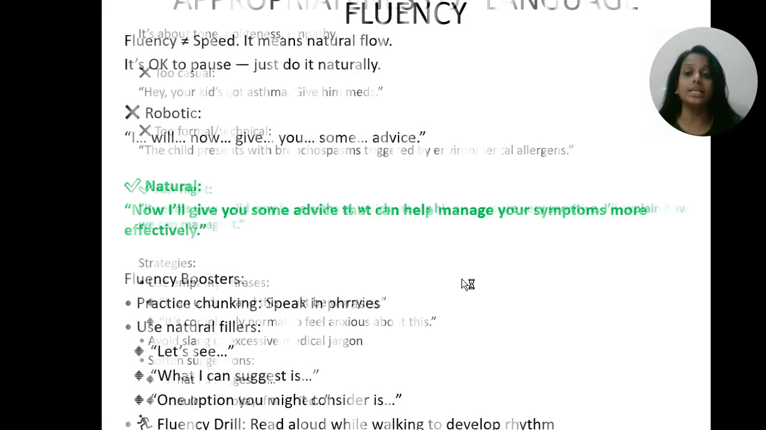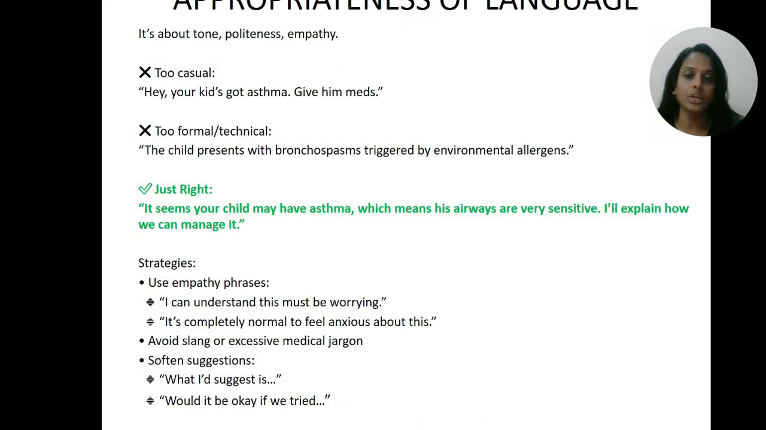The next one is appropriateness of language. When we are talking about appropriateness, this one is a little tricky. It's about tone, politeness, and matching your language to the situation or to the context.